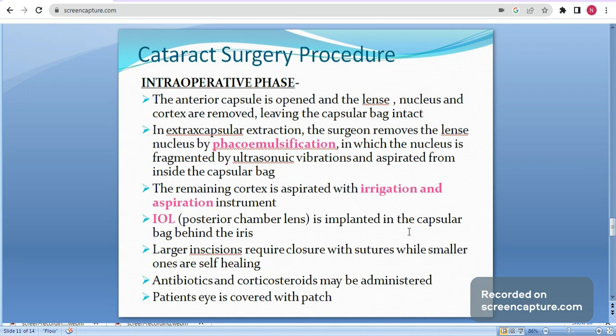The intraoperative phase begins with opening of the anterior capsule of the lens to gain access, and then first the nucleus is fragmented and then it is taken out through phacoemulsification through the extracapsular method, and then the cortex is aspirated through the irrigation aspiration instrument, and after that the IOL is implanted in the posterior chamber, in the lens bag. And after that the smaller incisions are left for self-healing through hydration, and the larger incisions are closed with sutures. That's it.